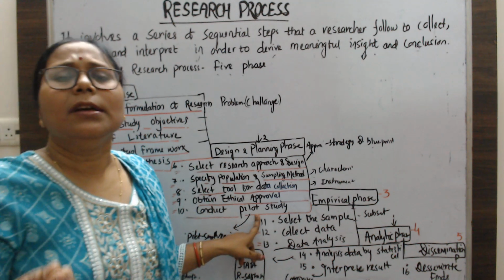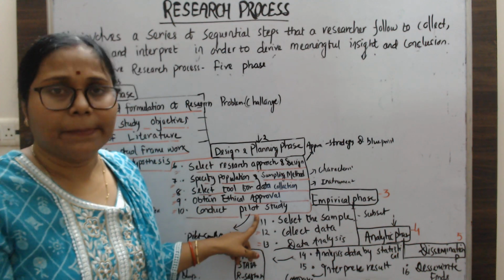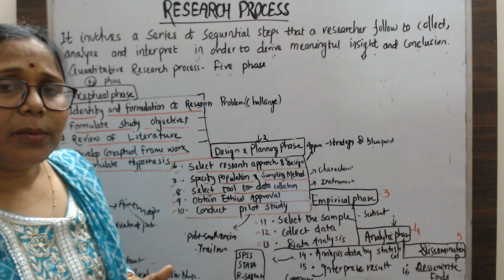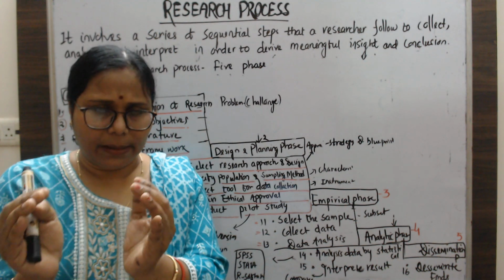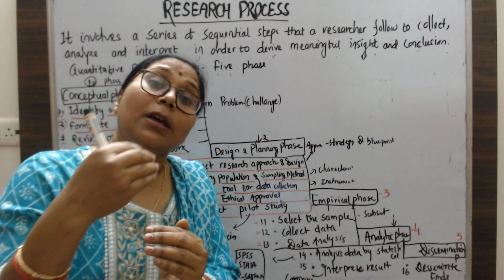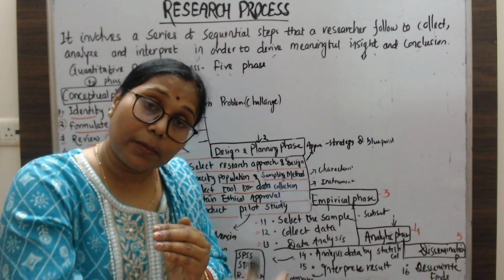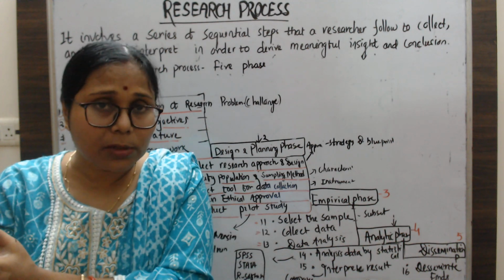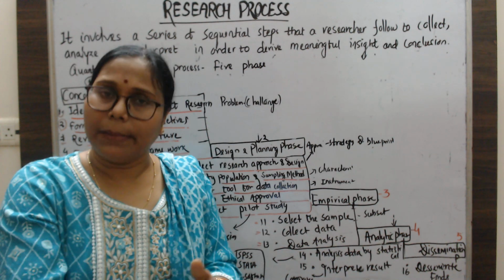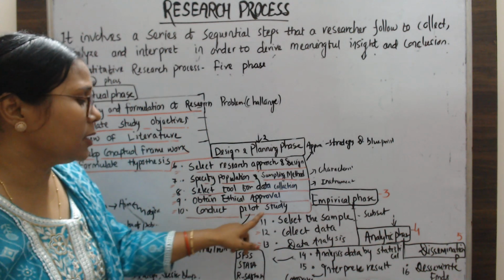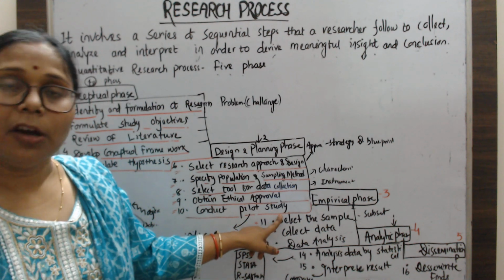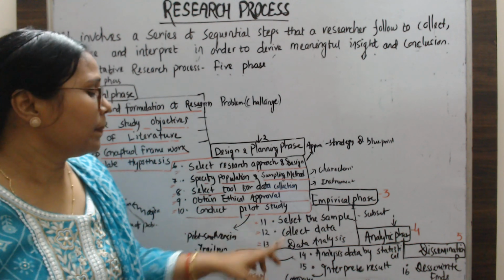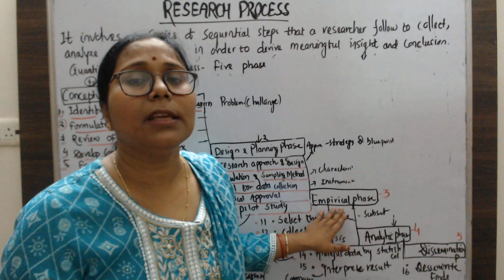A pilot study is a small version of the study. If the pilot study is feasible and carried out smoothly, then the researcher plans for the main study. So this is called conducting a pilot study, or the small version, or you can say the trial run. Okay, next we come to the phase called the empirical phase.